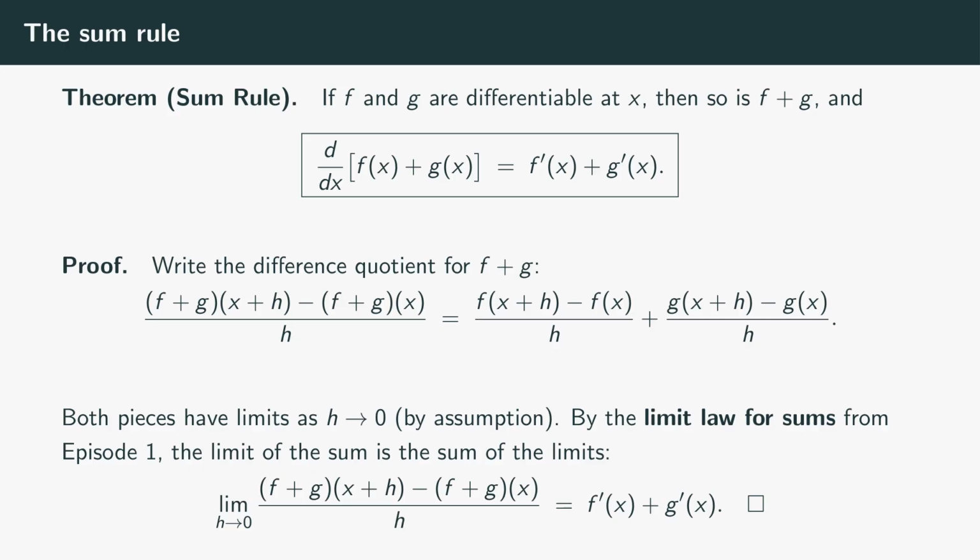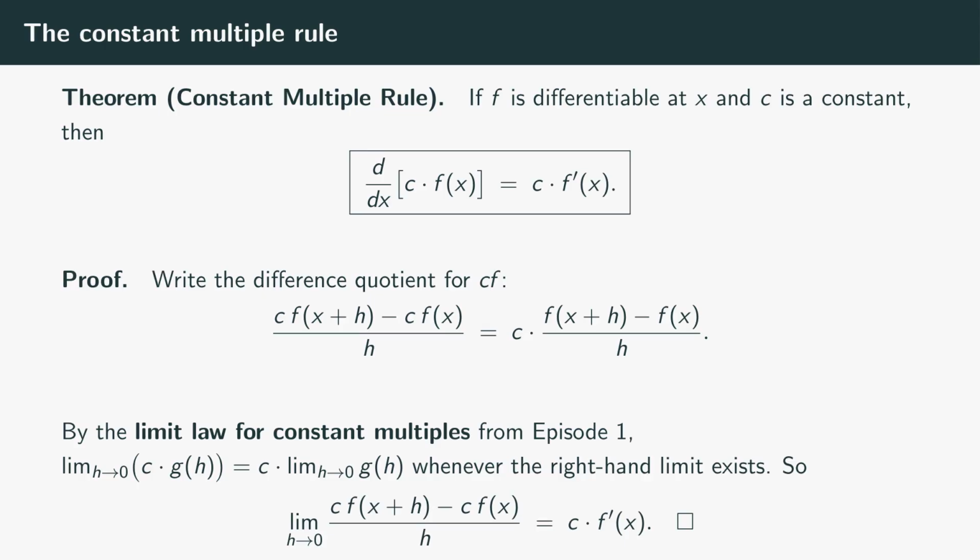The limit law for sums says the limit of a sum is the sum of the limits. So the combined limit is f prime of x plus g prime of x. Identical proof handles the difference, because subtraction is addition of a negative, and the sum rule extends to any finite sum by induction. The third rule, also one line.